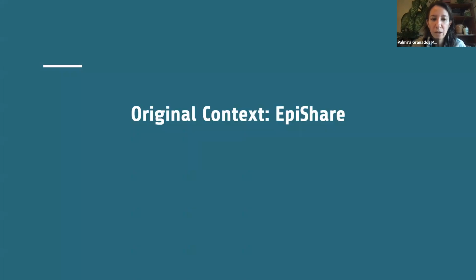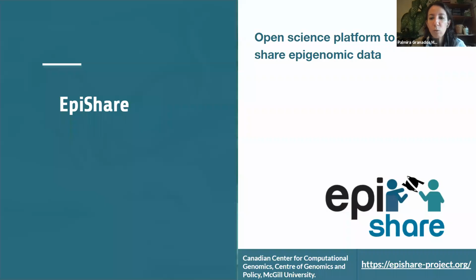So starting with the regional context. Next slide, please. DPAT was created in the context of this project called EpiShare. EpiShare is mainly an open science platform that is used to enable users to securely share epigenomic data. It was created in combination by the Canadian Centre for Computational Genomics and the Centre of Genomics and Policy. You can see their links here at the bottom. Next slide, please.